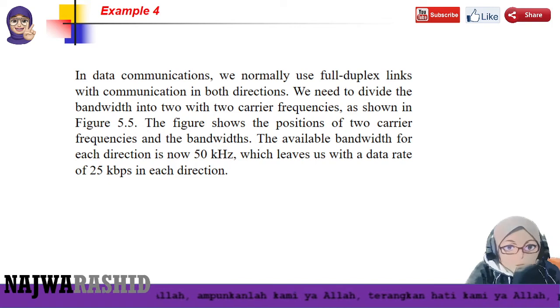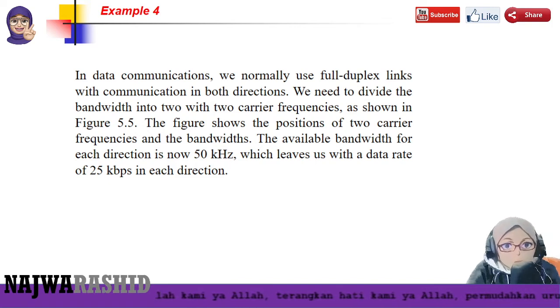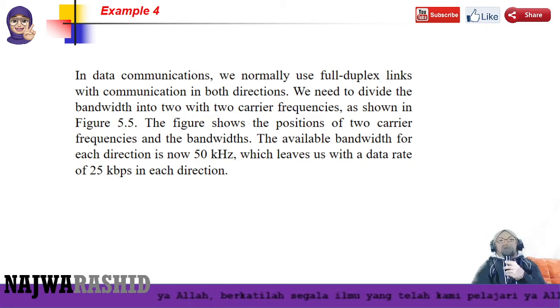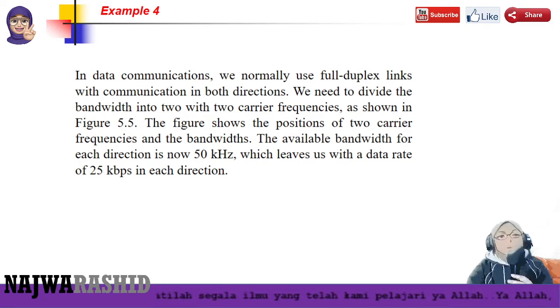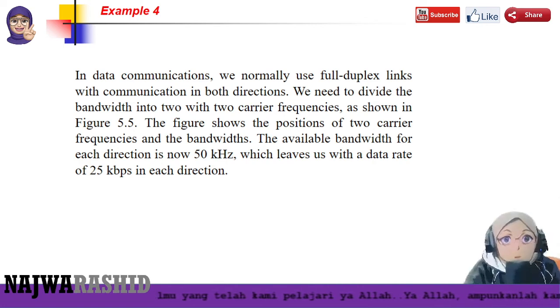So the figure shows the position of two carrier frequencies and the bandwidth. The available bandwidth for each direction is now 50 kilohertz, which leaves us with a data rate of 25 kilobit per second in each direction.